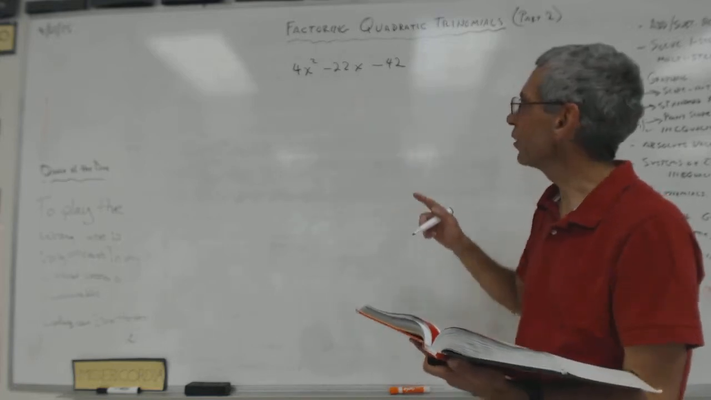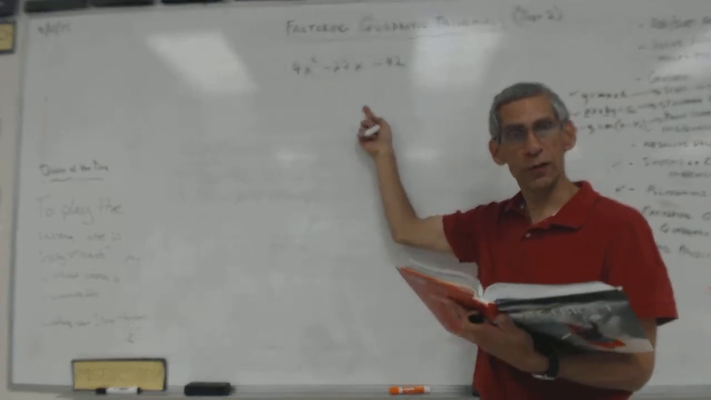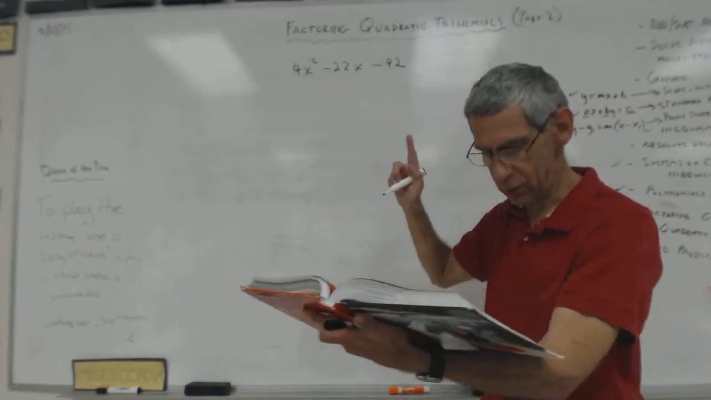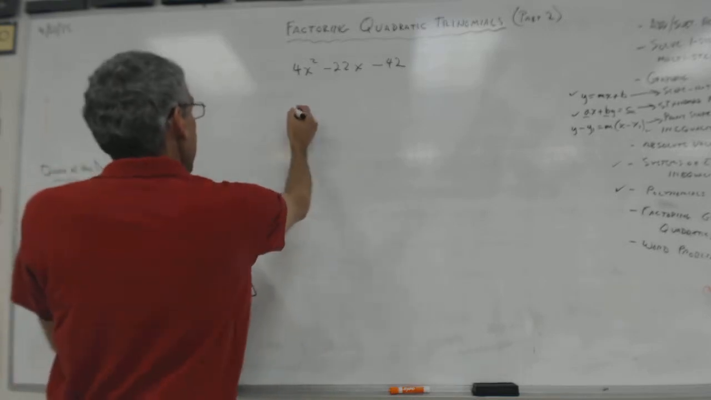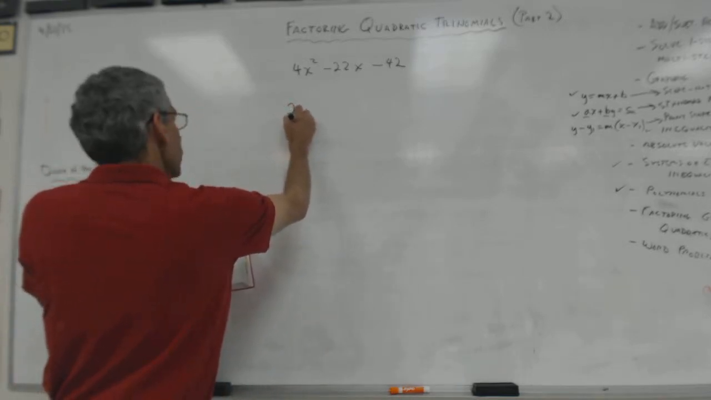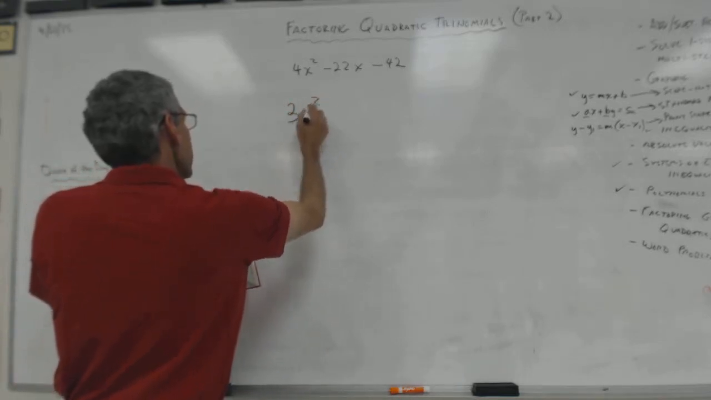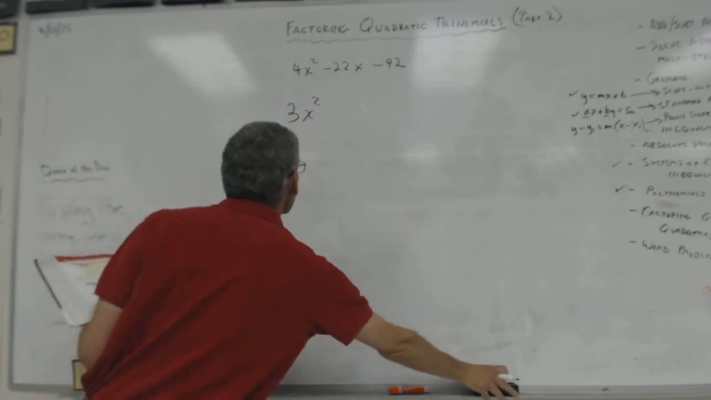Well, actually, before we do this one, I'm going to do another one. I just realized I want to do one other. So let's say we do 2. No, we'll do 3 x squared. That's quite a 3, isn't it?